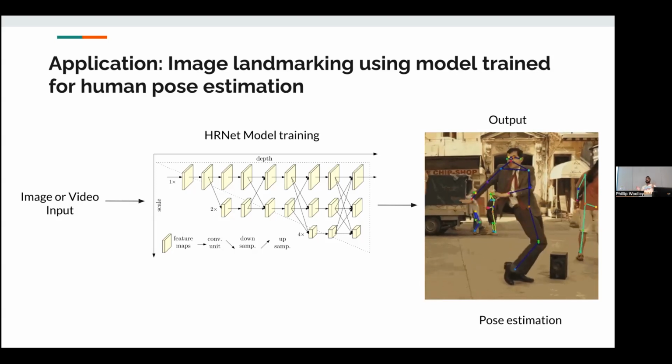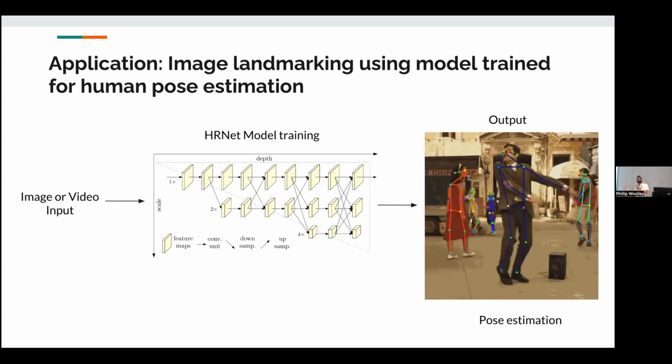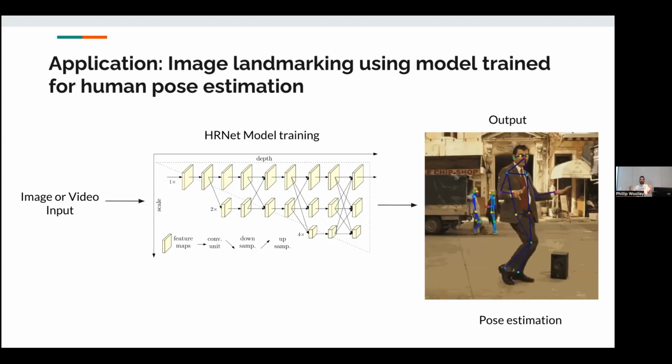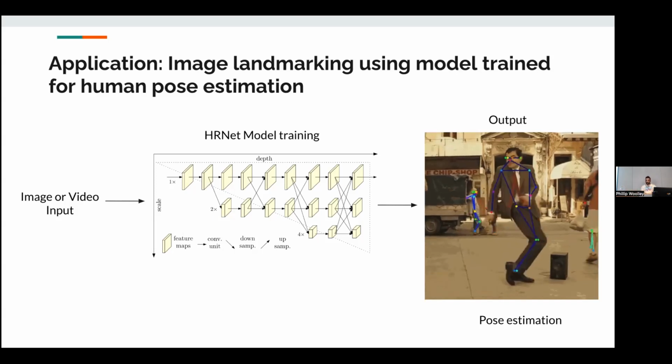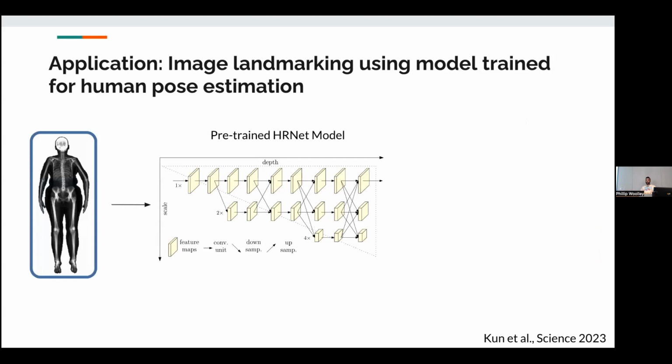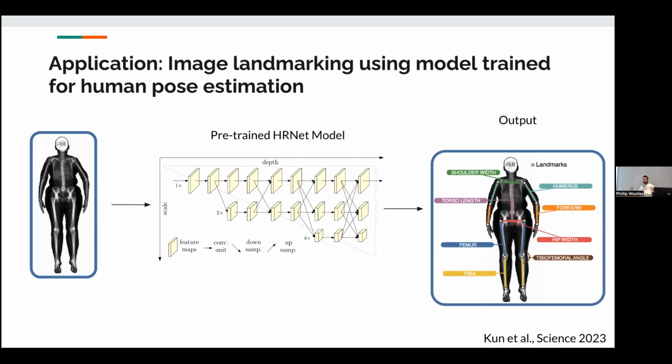Now you have trained this model, and this model has stored the knowledge of identifying different parts of the body and different postures in humans. So you can use the knowledge of this model to do something else. Here what I show is that we have whole body DEXA scan images of people. When you pass these images to the model, you can do things like identifying different bones in the body or identifying the distance between the different bones, like shoulder width, hip width, or the length of a bone.